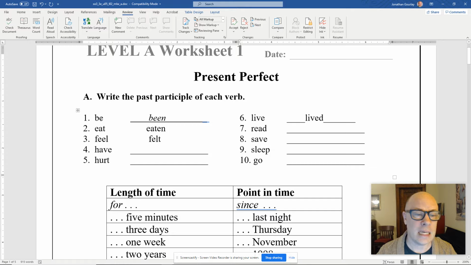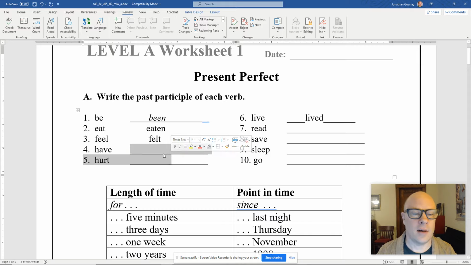For instance, be, of course, is a special verb. It's used in lots of different ways, but the past participle form of be is been, right? I have been sick for 1 week. Have you eaten lunch? I have eaten lunch, right? You could say that's the past participle form. Felt: how long have you felt sick? I have felt sick for 1 week, right?